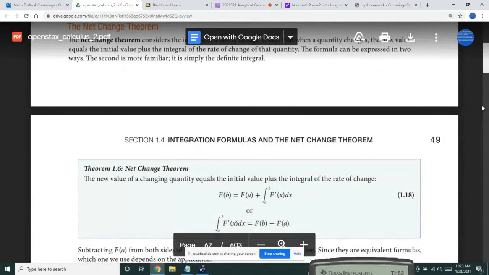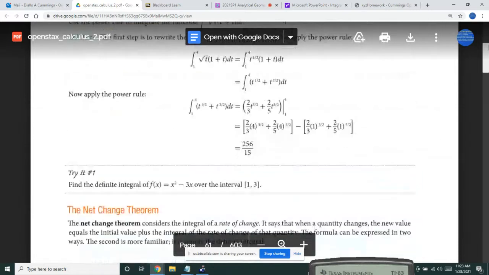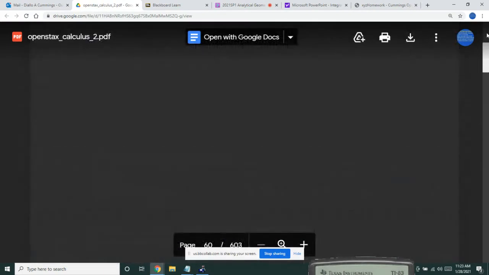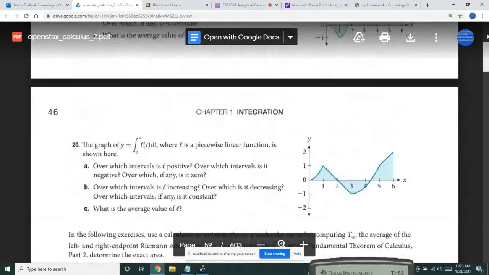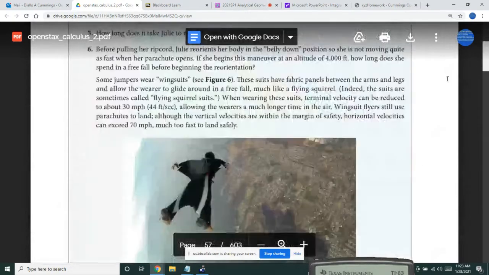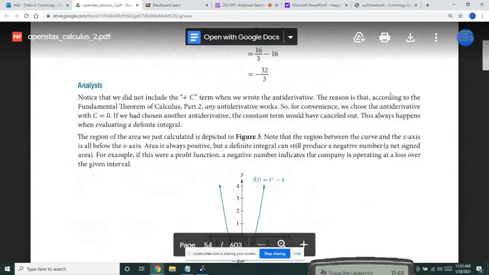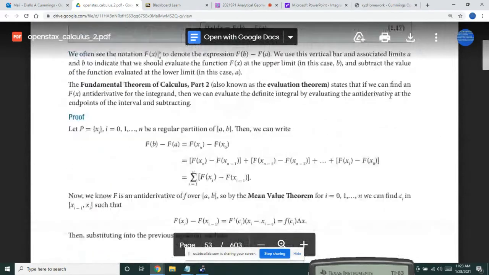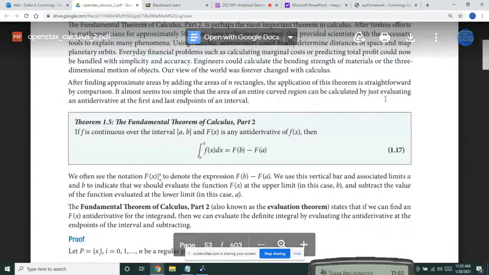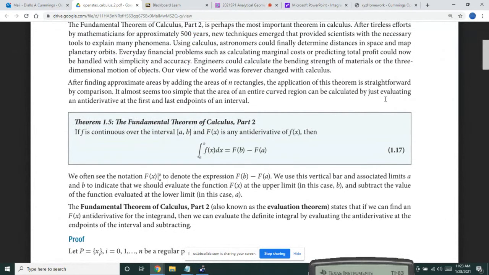However, I want to turn to page, I think it's 53. All right, and here is the fundamental theorem of calculus part 2. For the fundamental theorem of calculus part 2, we are evaluating a function or integrating a function that has an upper and a lower limit.